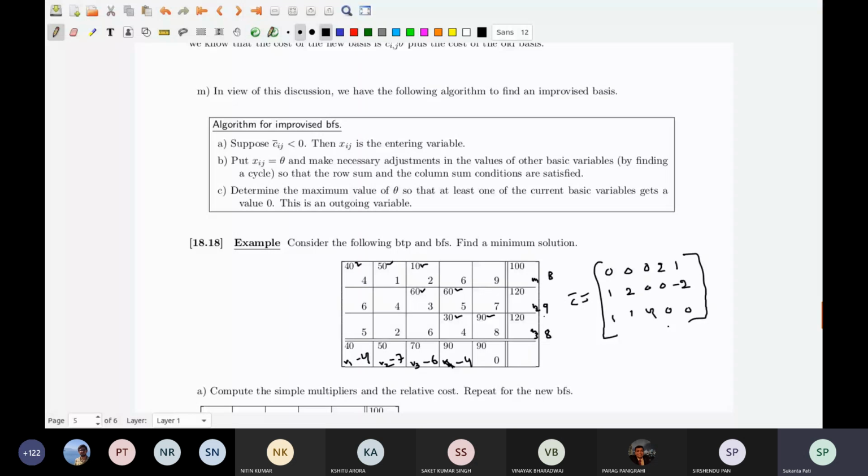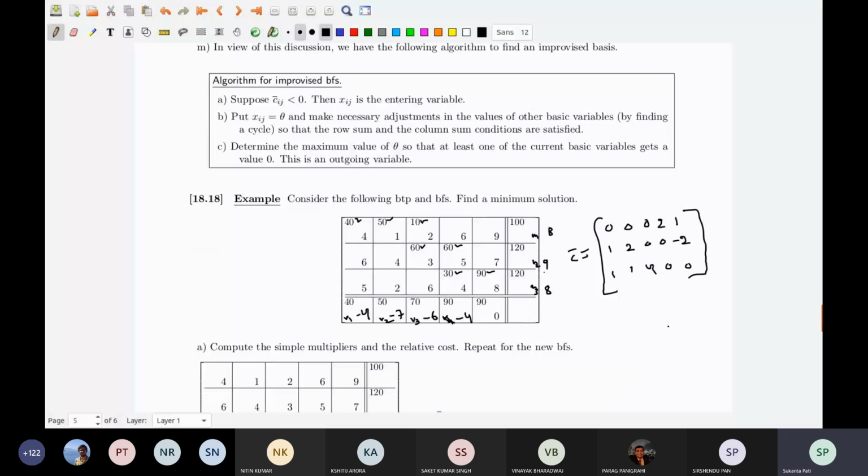Now I have found this one. One entering variable. What will be the entering variable? Now the entering variable will be x25. Okay, fine, x25.